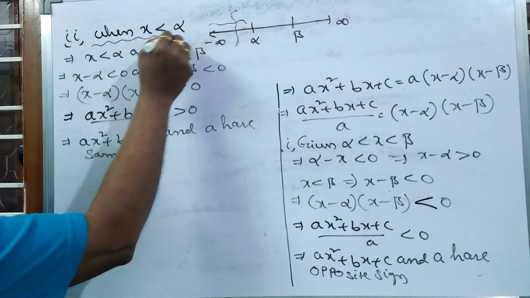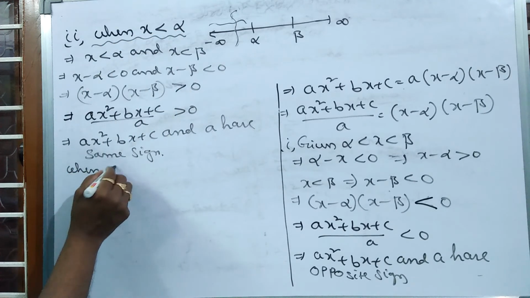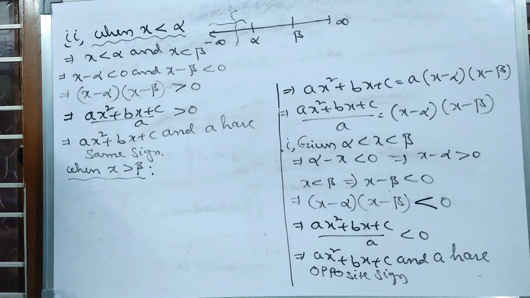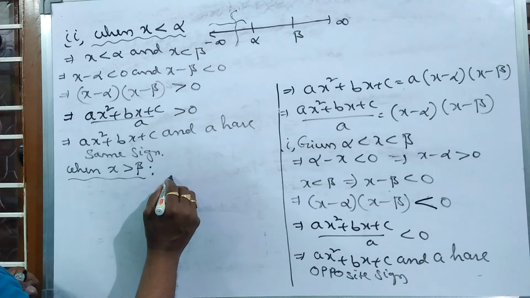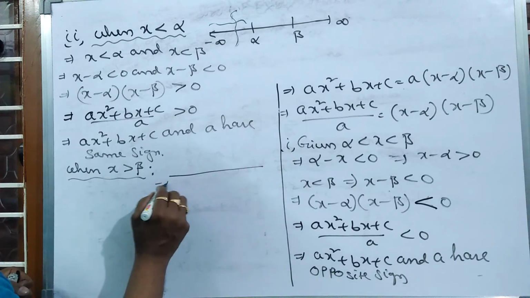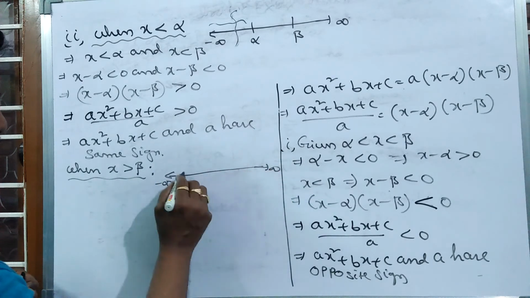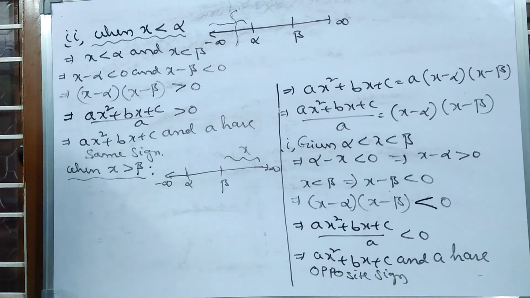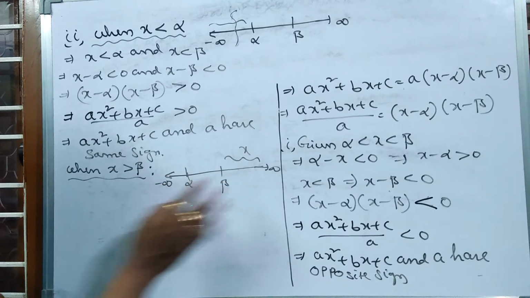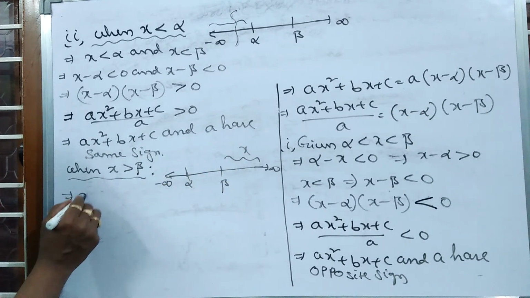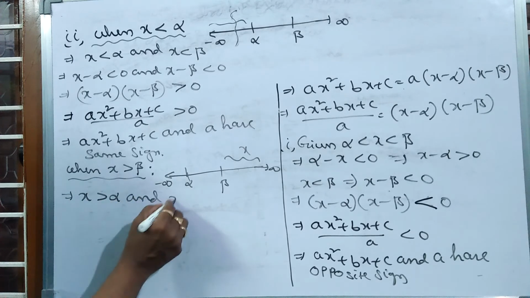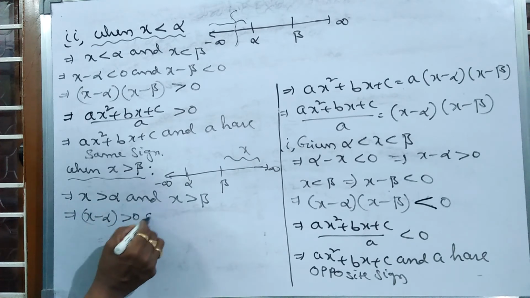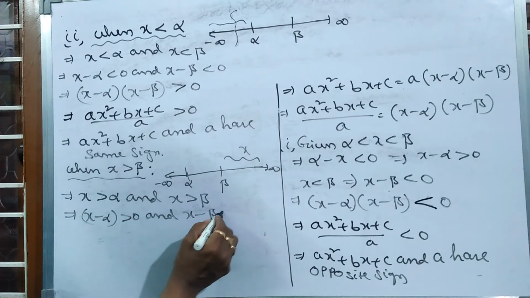Similarly, when x is greater than beta, what happens? Let us see. Whenever x is greater than beta, x lies here. This is minus infinity to plus infinity, this is alpha and this is beta. So x lies in this part. Whenever x lies in this part, x is greater than alpha and also x is greater than beta. This implies x minus alpha is greater than 0 and x minus beta is also greater than 0.